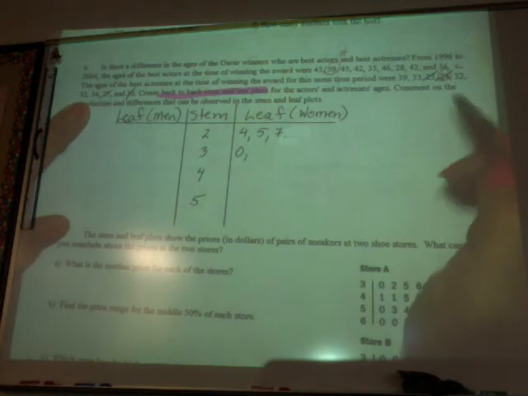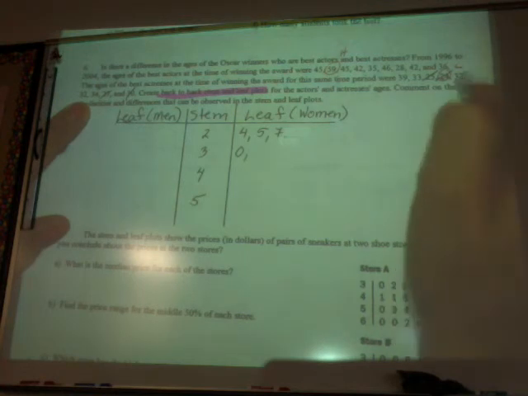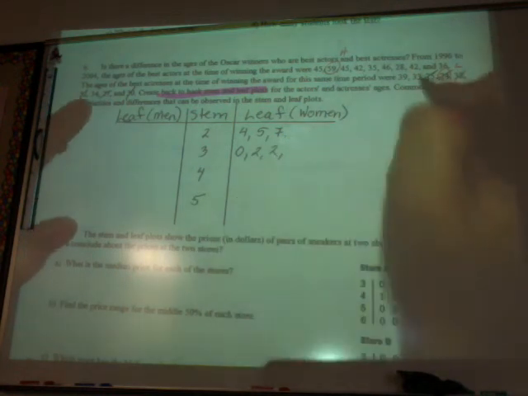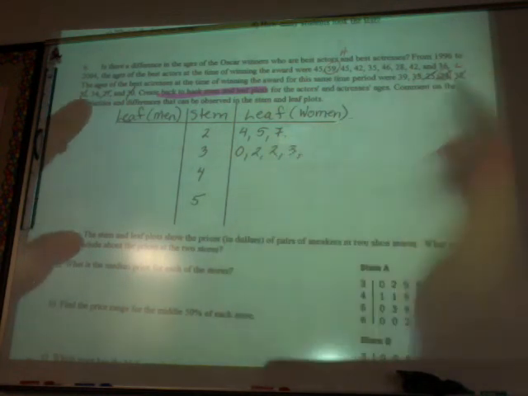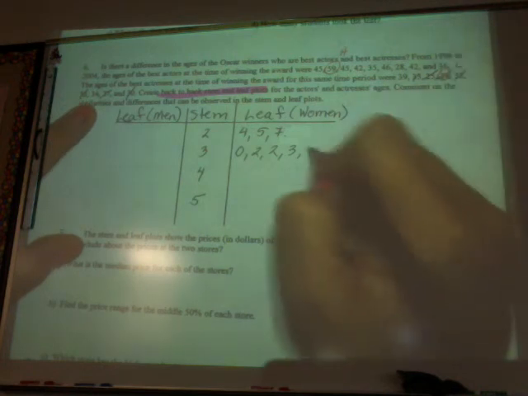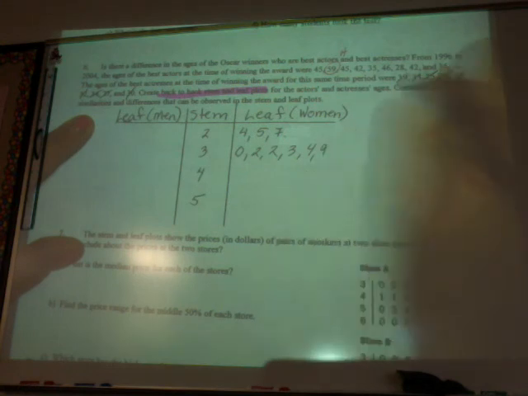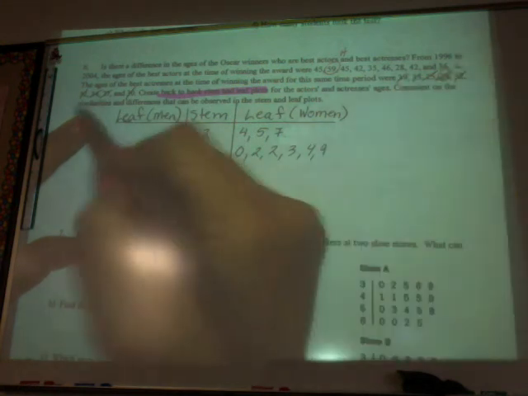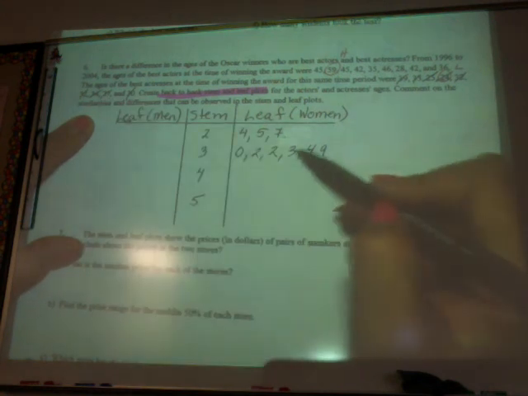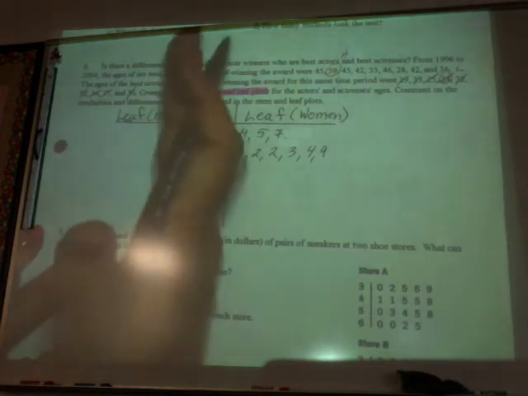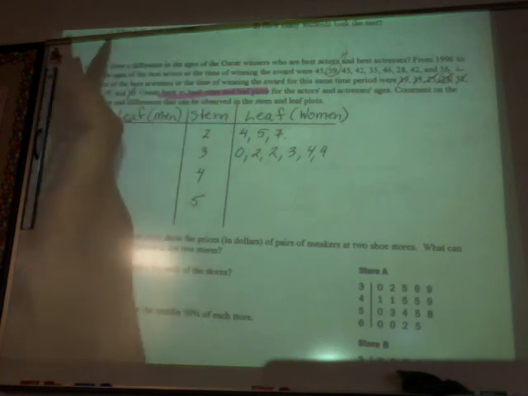And then we have 2 32s. And a 33. 34. So we had 9 women's ages and we have 9 leaves. So now you go to the men, but the men we have to go from smallest to largest, going from right to left. You have to go backwards.